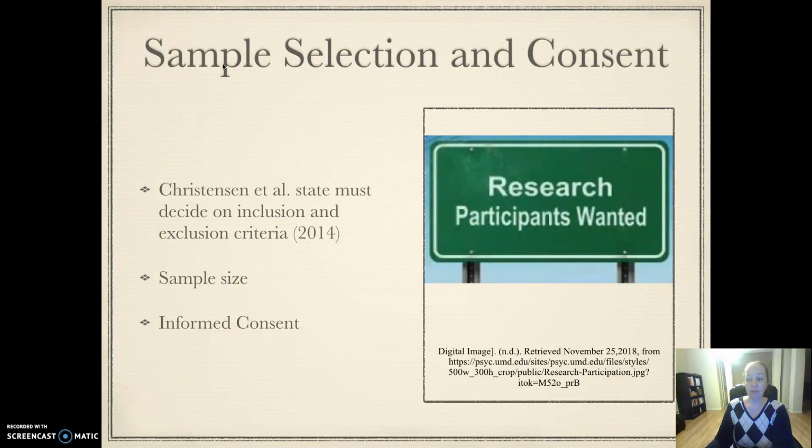Once IRB approval is obtained, it is now time to select the sample and obtain consent from the participants. The researcher must decide the inclusion and exclusion criteria for the participants in the study. The researcher must come up with a strategy to recruit the participants that they need for this study. The researcher must decide how large a sample to obtain.